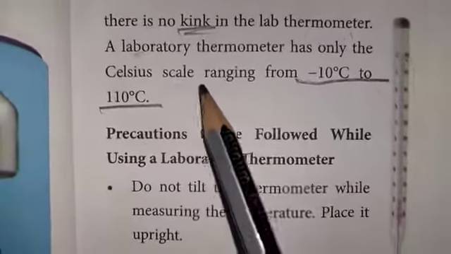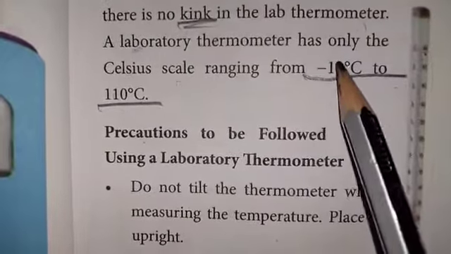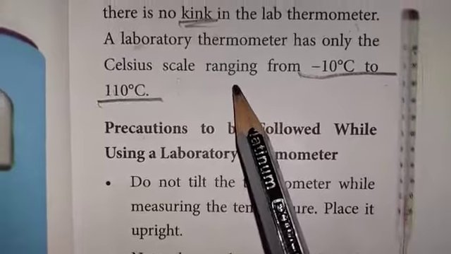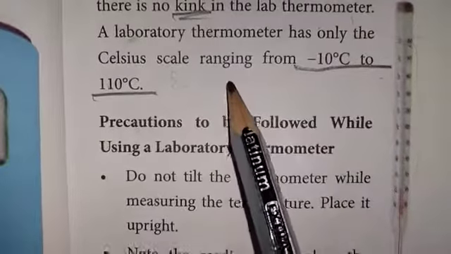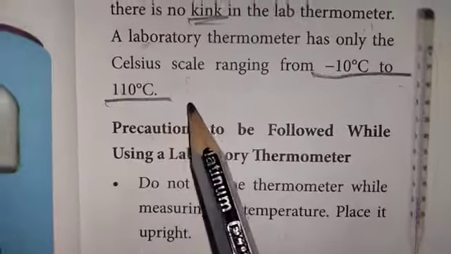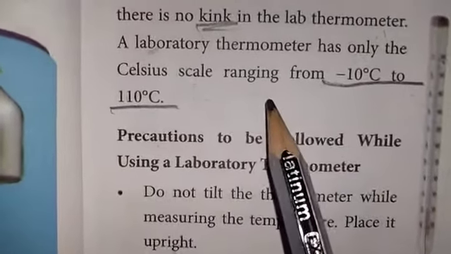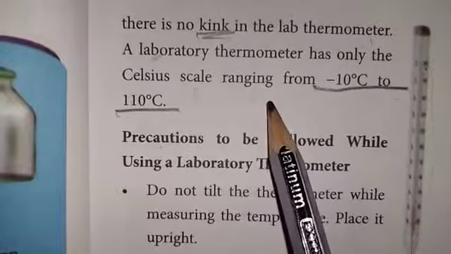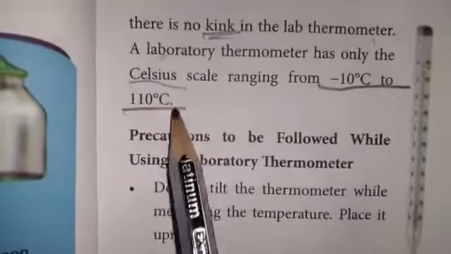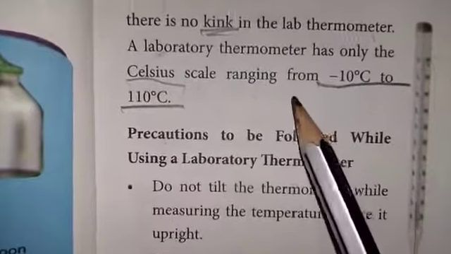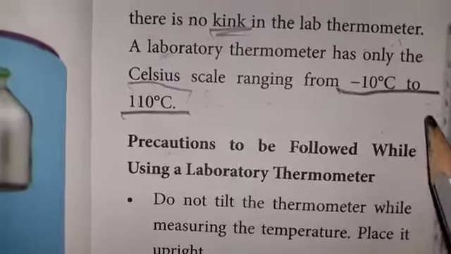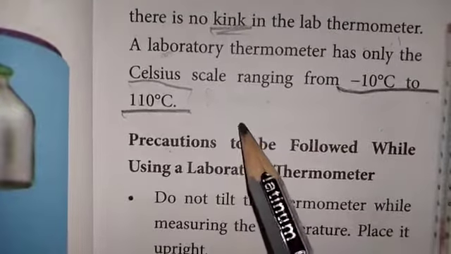Next, a laboratory thermometer has only the Celsius scale. There is a Celsius scale reading. It ranges from minus 10 degrees Celsius to 110 degrees Celsius. Okay. So what type of scale is present in the laboratory thermometer? The Celsius scale. Clear? So what is the reading range? It ranges from minus 10 degrees Celsius to 110 degrees Celsius.